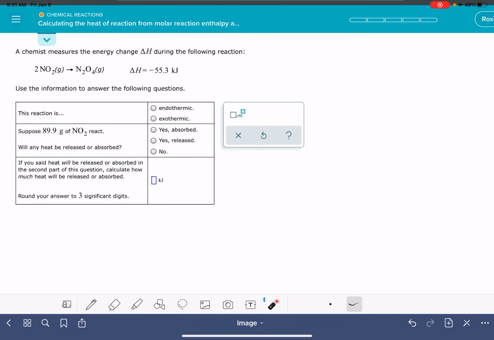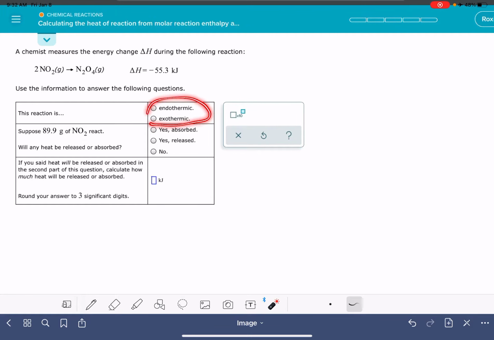In this video, I'm going to show you how to solve the ALEKS problem calculating the heat of reaction from molar reaction enthalpy and the mass of a reactant. In this problem, you're going to be given a balanced chemical equation and its value of delta H. And then you'll be asked some questions about the equation.